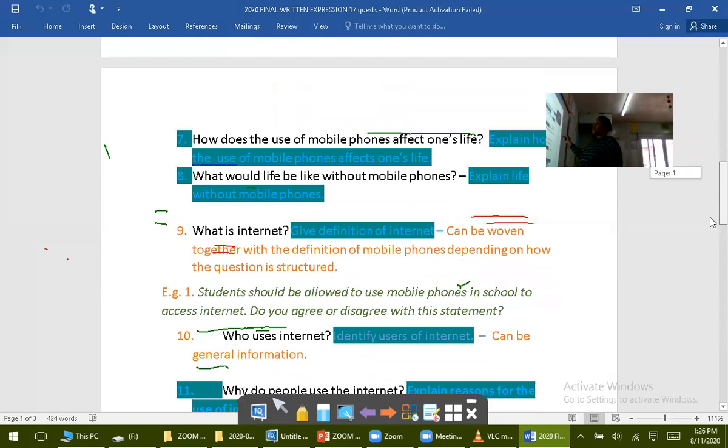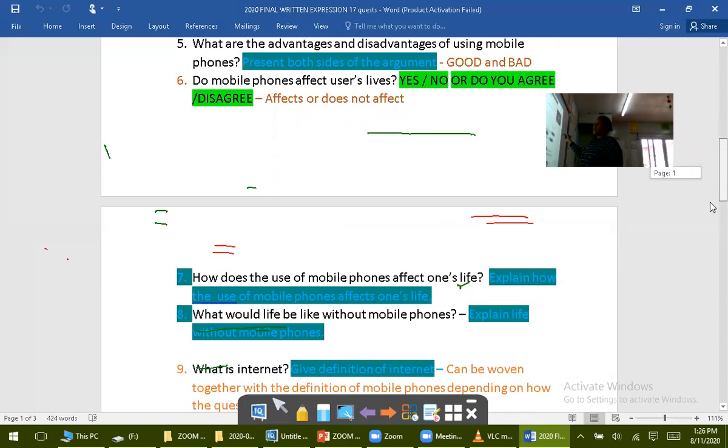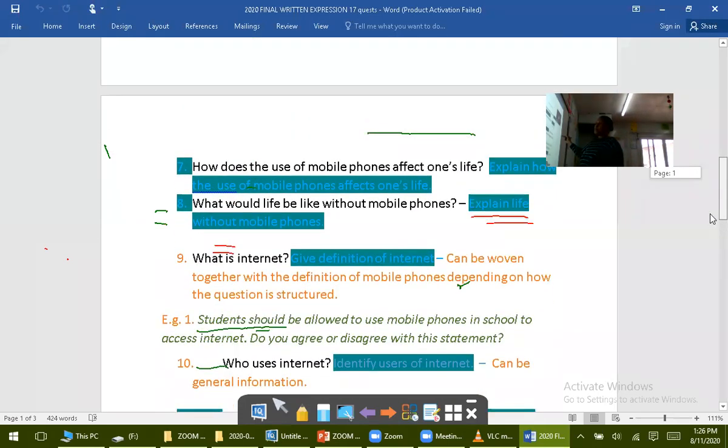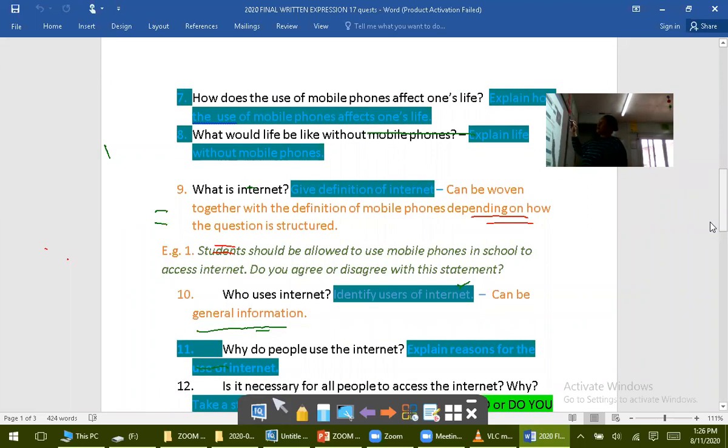What question is this? Still number 6 or number 7 and 8? So, how does the use of mobile phones affect one's life? You will explain how the use of mobile phones affects one's life. Number 8, what would life be like without mobile phones? You will explain life without the use of mobile phones.